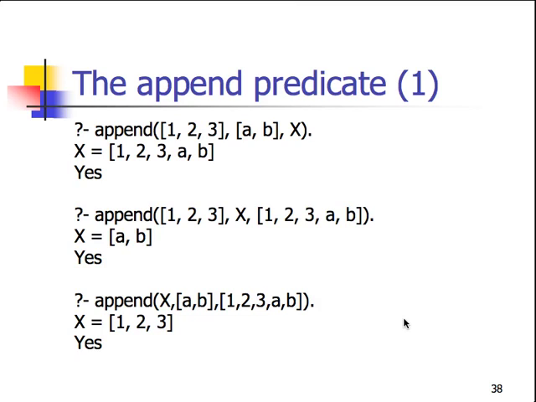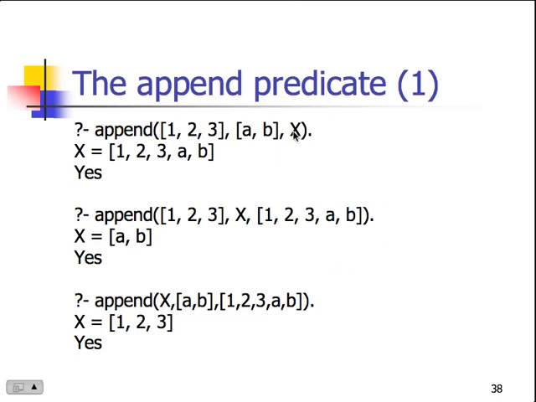Here X is going to be equal to [1, 2, 3, a, b]. Again, we just have objects or items. We don't necessarily have data types, so a list can have anything in it. We can append here, so we can put [a, b] and X.